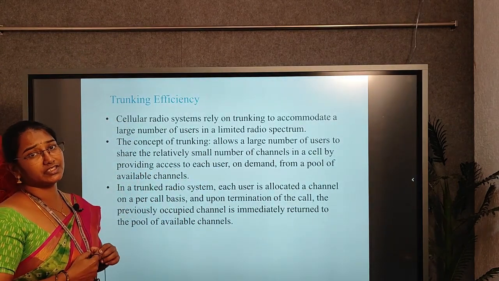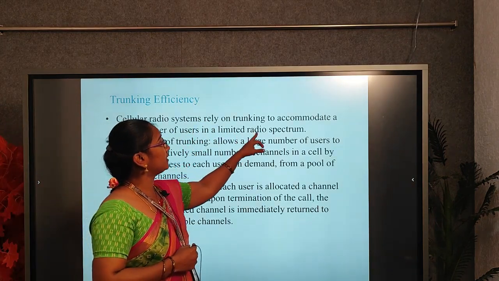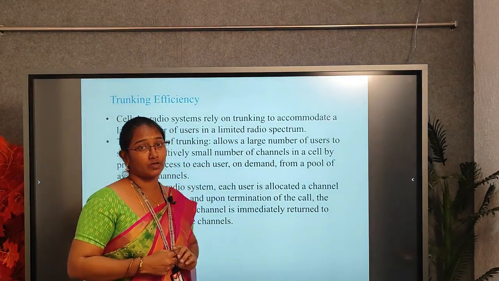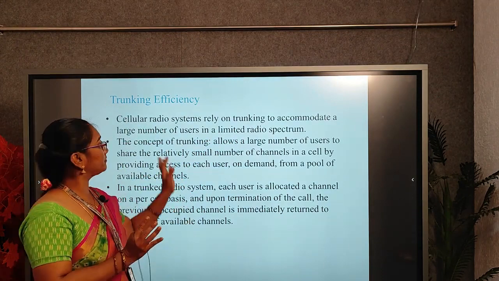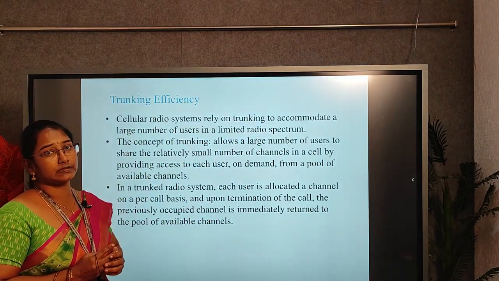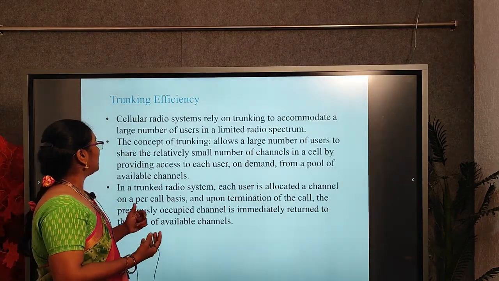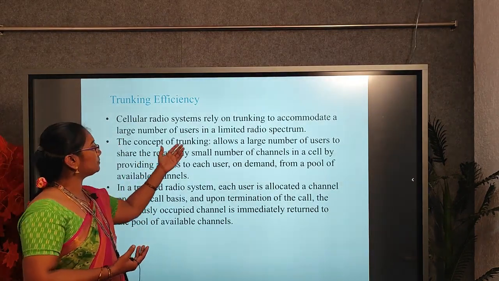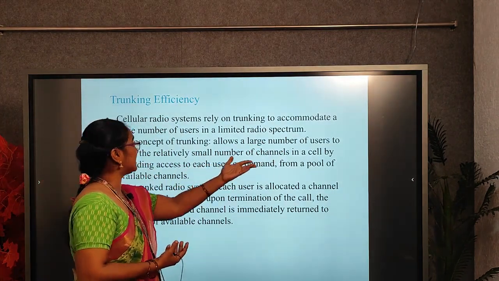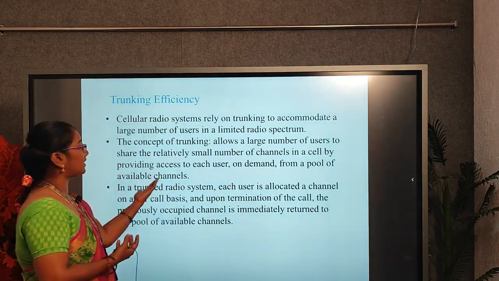Right? Trunking efficiency. What is it? Cellular radio systems rely on trunking to accommodate a large number of users in a limited radio spectrum. Accommodating a large number of users, we will call it trunking efficiency. How it is possible and what the parameters are, we will see. The concept of trunking allows a large number of users to share the relatively small number of channels in a cell by providing access to each user on demand from a pool of available channels.